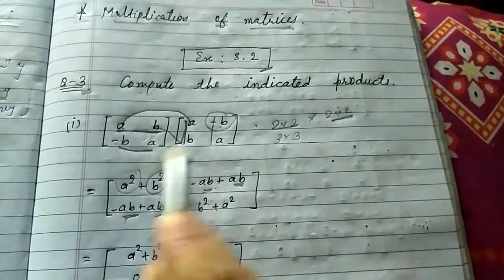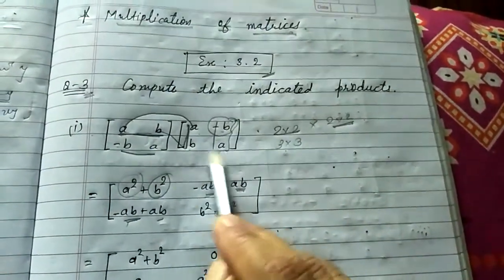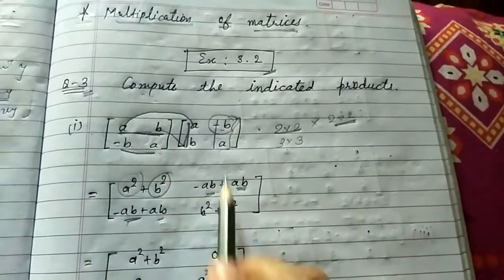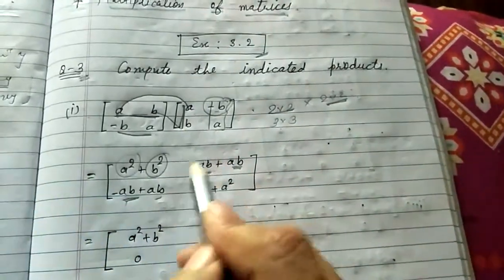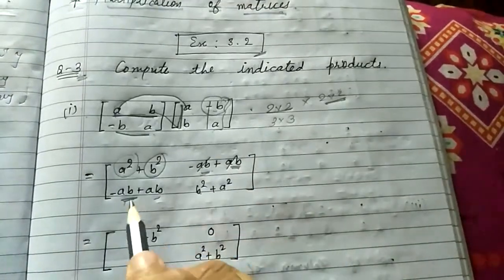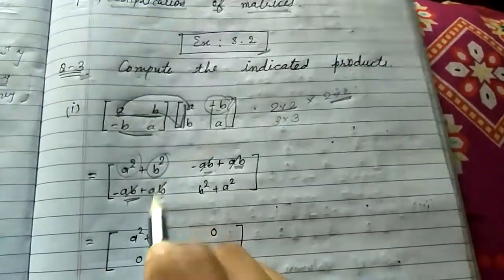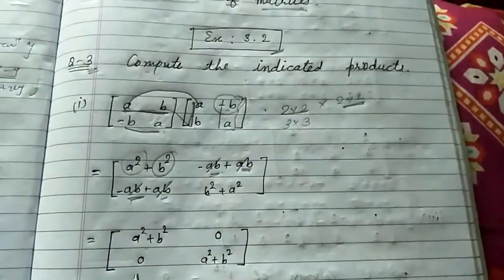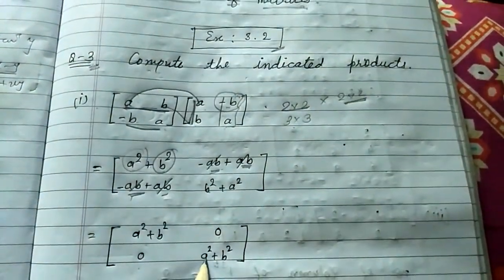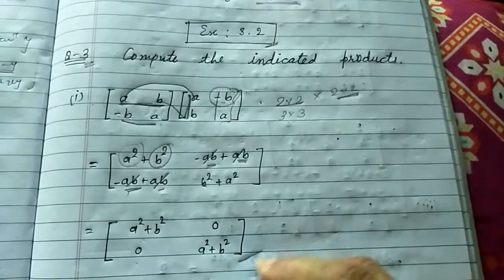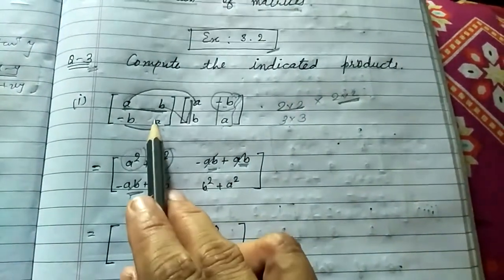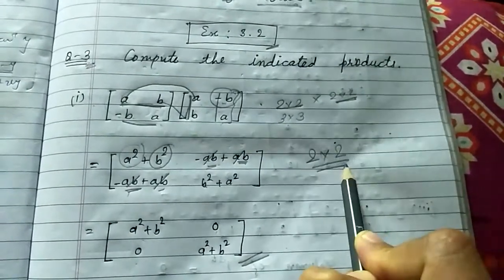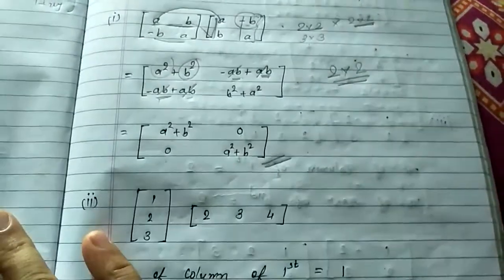And similarly, second row and second column, so you get minus B into minus B, that is B square, plus A into A, A square. So here AB minus and plus cut, minus and plus cut. So here we are getting A square plus B square, 0, 0, A square plus B square. So this is our multiplication of two matrices, which is of the order 2 by 2. Now let me see the second question.